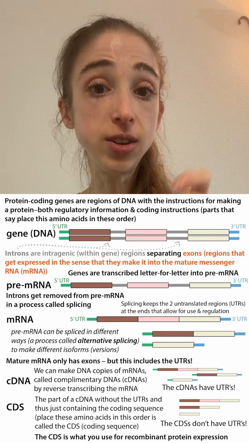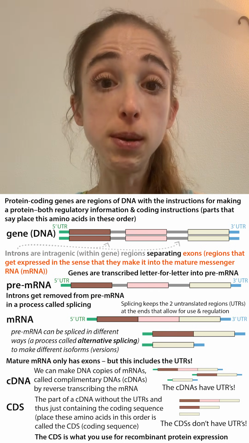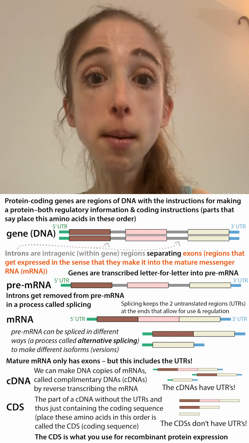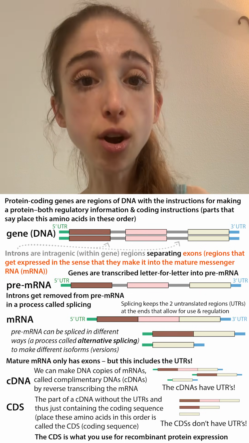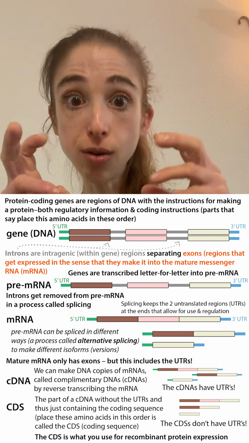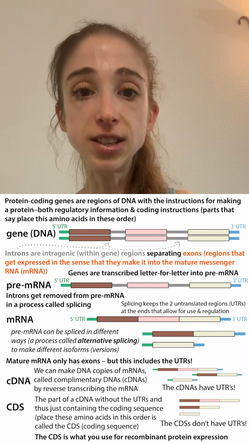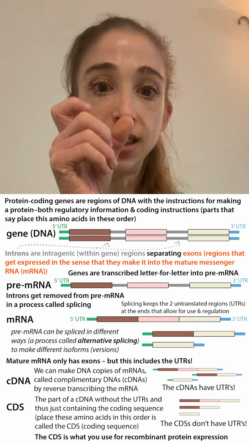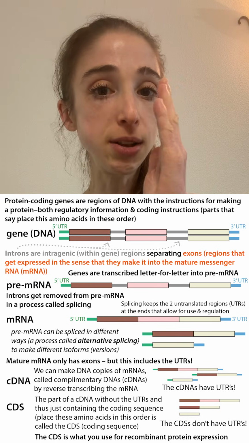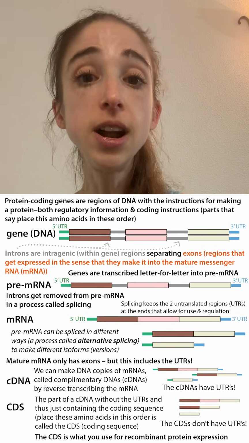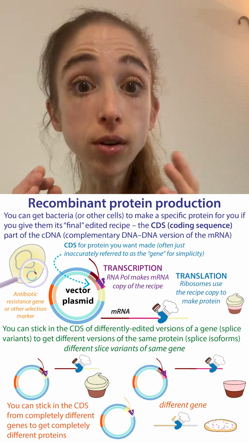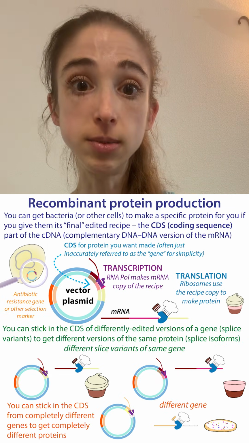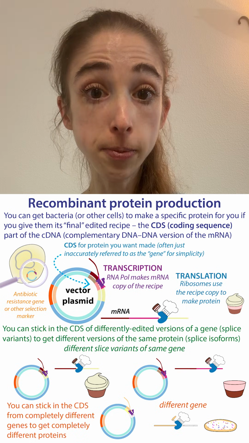And these 5' UTRs and the 3' UTRs would be part of the cDNA, but they're not part of the CDS, so the coding sequence. The coding sequence is the part that actually encodes for the amino acids, and so it has the codons, which have the instructions that say, place this amino acid here, then here, then here, then here, to get this final protein. And that coding sequence is the only part that you want to actually give to cells if you want them to make the protein for you.